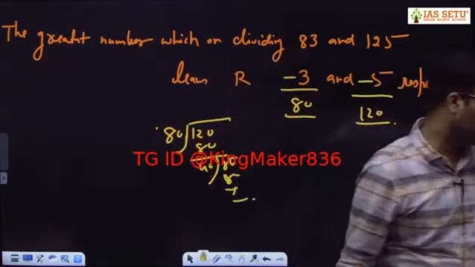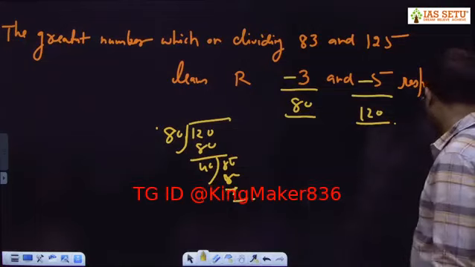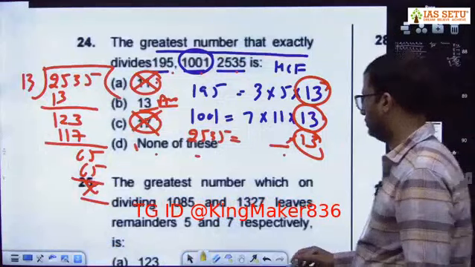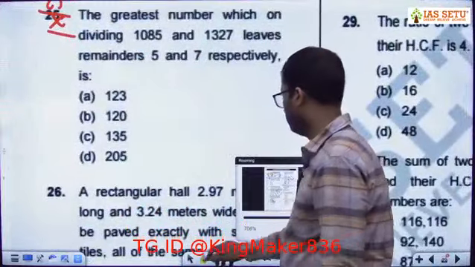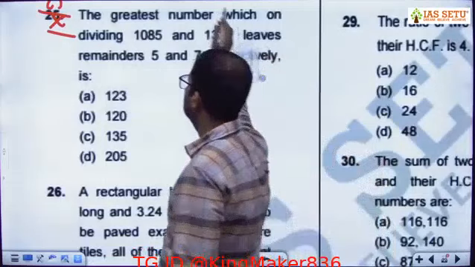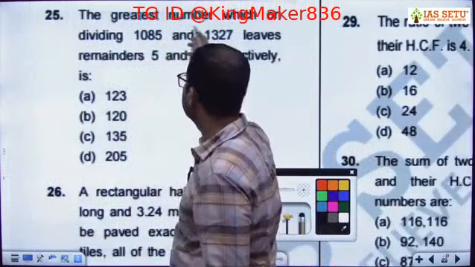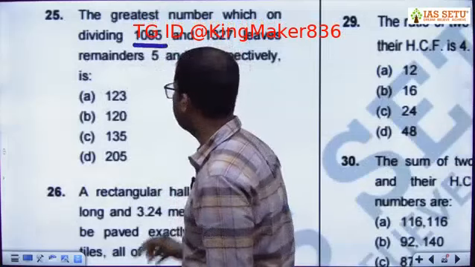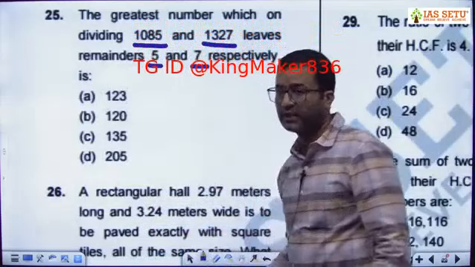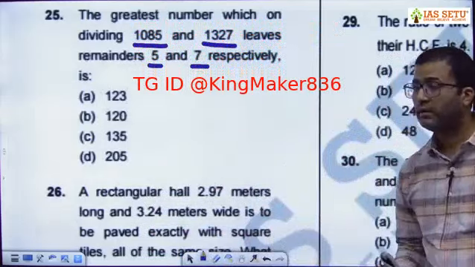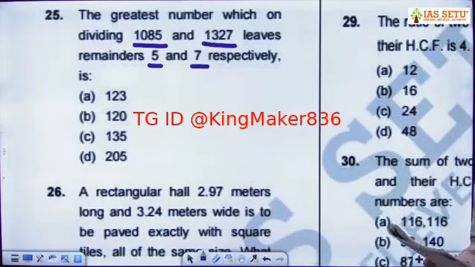Now we try one question from our booklet. Question number 25. Greatest number which on dividing 1085, 1327 leaves a remainder 5 and 7 respectively. 1085 gives a remainder 5, 1327 gives a remainder 7 respectively.